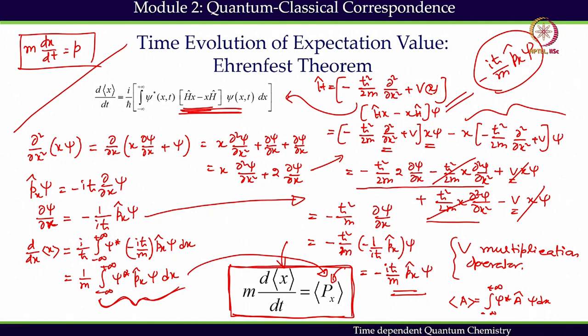So this equation shows how the average position of the quantum particle will evolve as a function of time, and we see that average position is evolving or following classical trajectory. Next we will find out how the average momentum will change as a function of time, which is part of Ehrenfest theorem. We will continue in the next session.